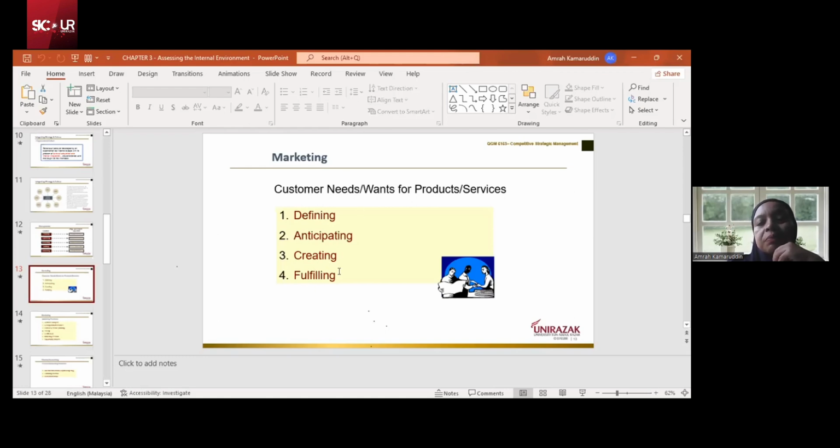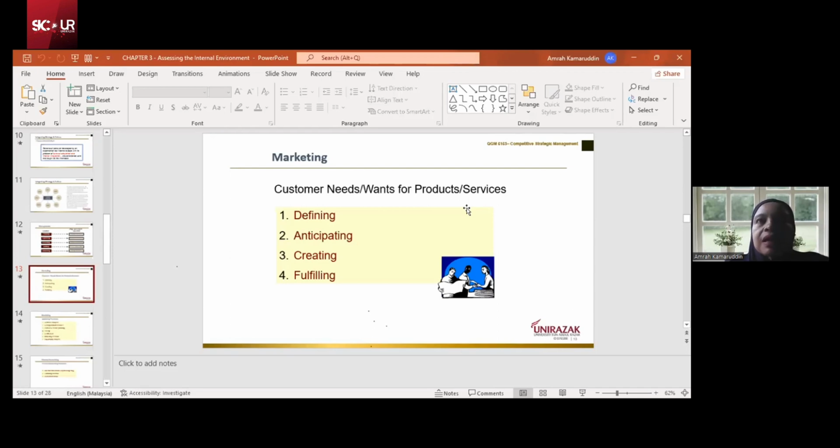Defining, anticipating, creating, and fulfilling the product and services, to cater to the needs and wants of the customers. It is difficult for me to explain at length because this is actually the first topic of marketing management. Those who have already taken marketing management should know what needs, wants, and also these products and services are. To keep it short, marketing is something you give to cater to the needs or the wants of the customer.